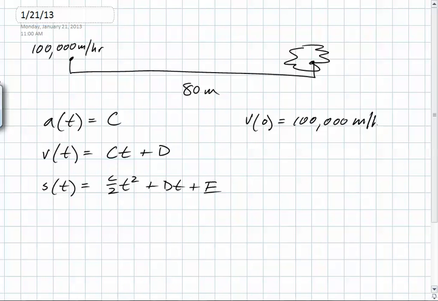How far has the car traveled at time 0? S of 0 is going to be 0. You can invert this. You can say he's at 80 here at time 0, right? And then he's at 0 here. You can do it that way. I think it's a lot more logical to do it this way.